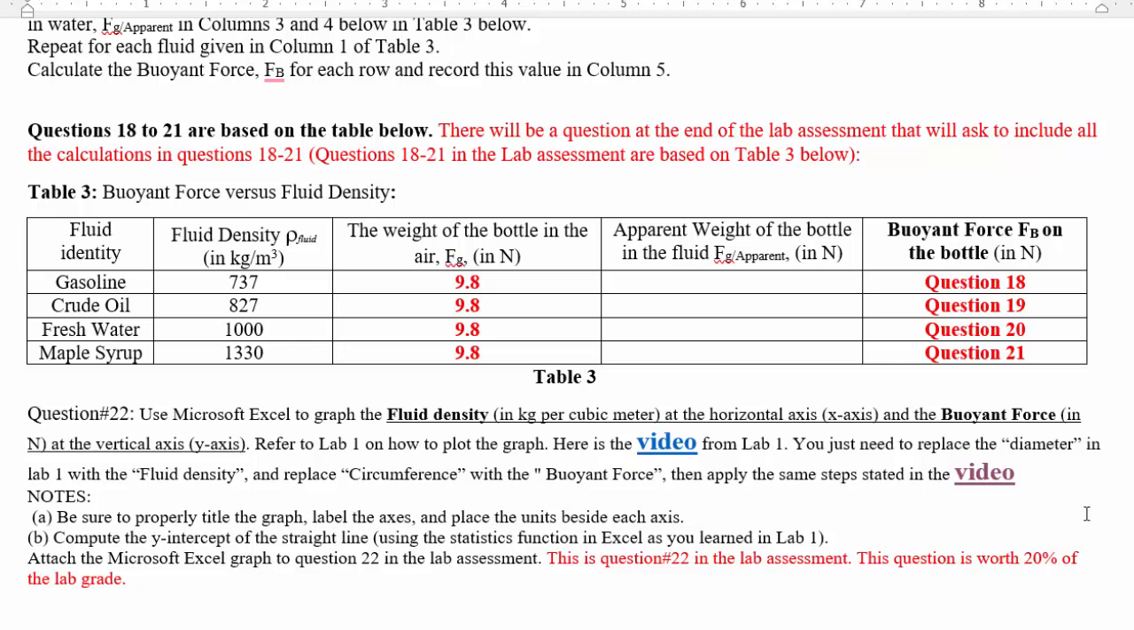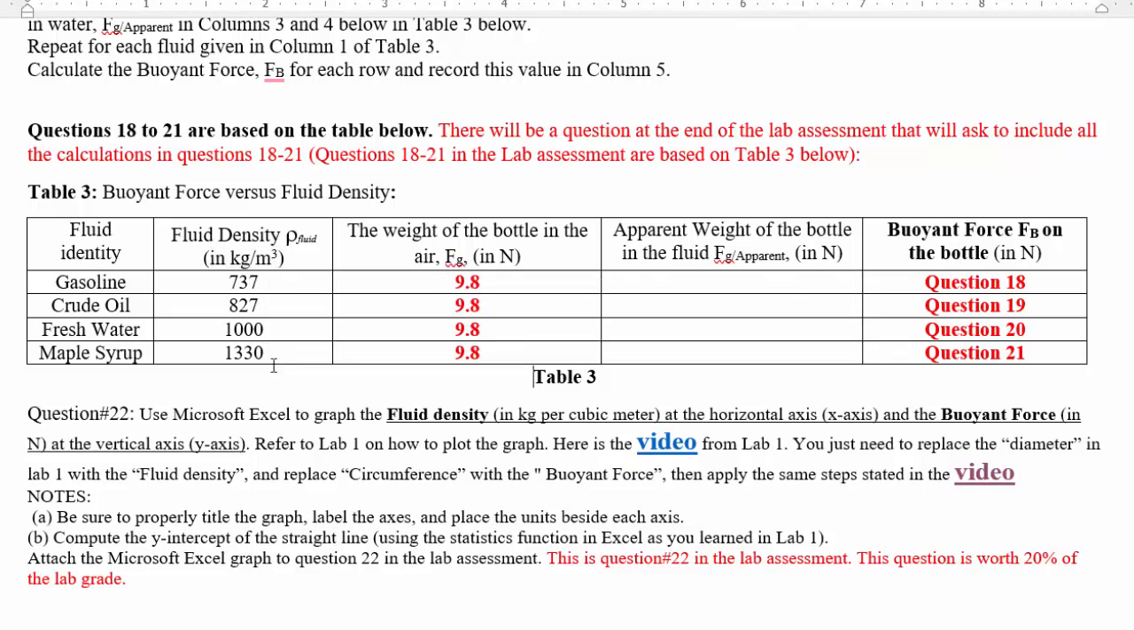Hello everyone. In the previous video, we talked about how to complete this table. So by the end of this table, you should have the buoyant force values versus the fluid density. Of course, you are given here the density of each type of fluid in the table, and the unit of the density is in kilogram per cubic meter.